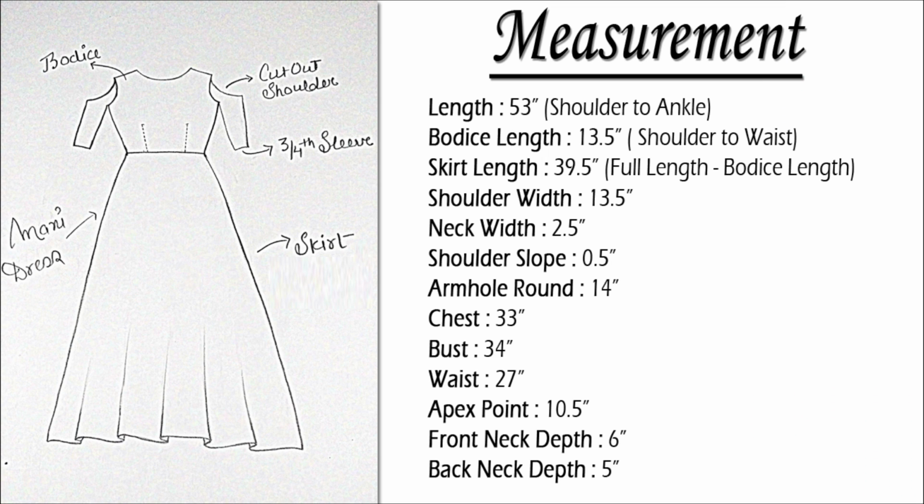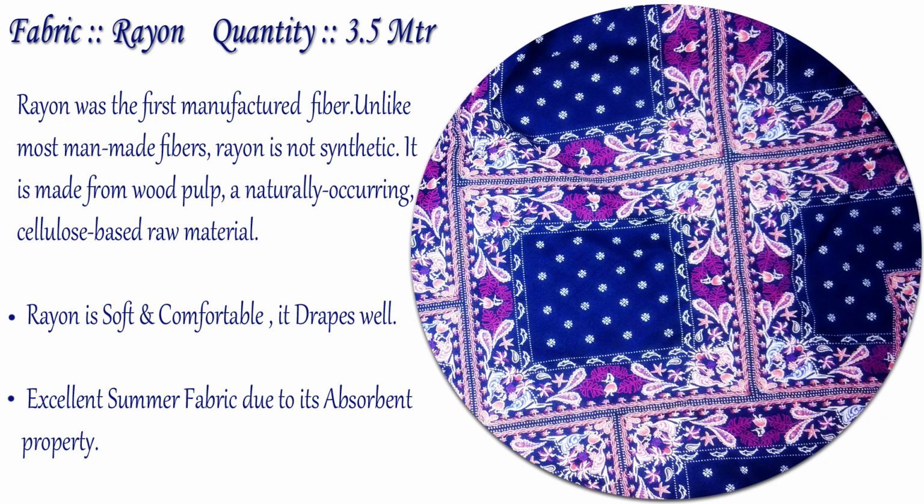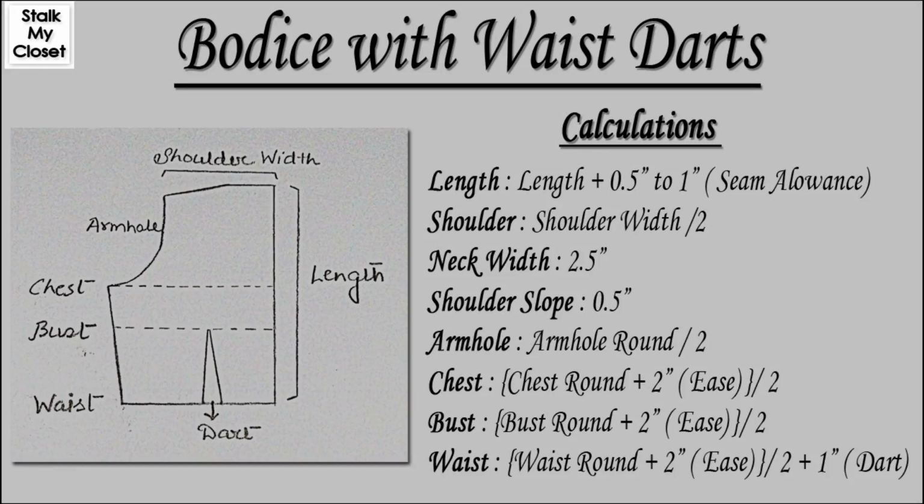Today I am sharing cutting of maxi dress with cutout shoulder. This is the detailing: bodice with darts, cutout shoulder and circle skirt. And also these are the measurements we need. To make this dress I am using rayon fabric and I have 3.5 meter of fabric. So let's get started. I'll start with the bodice and these are the calculations we will need.